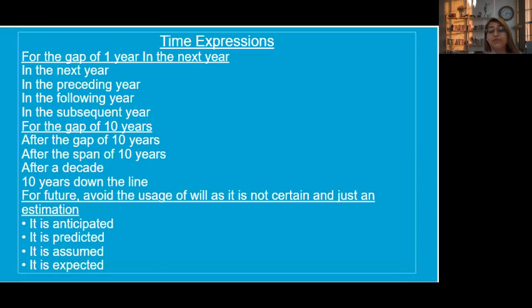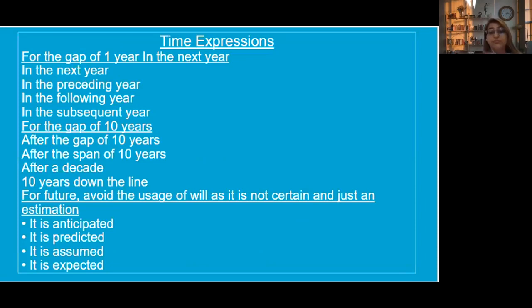When there is a gap of 1 year, you can write in the next year, in the preceding year, in the following year, in the subsequent year. For a gap of 10 years, after a gap of 10 years, after a span of 10 years, after a decade, 10 years down the line, right?